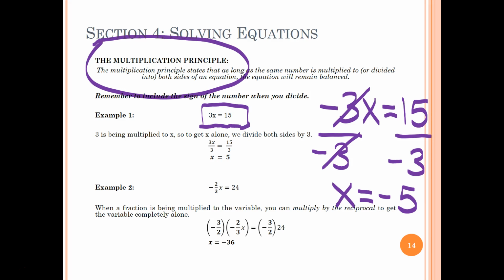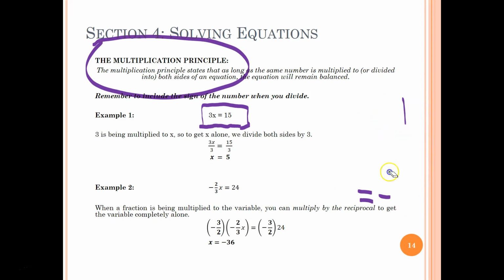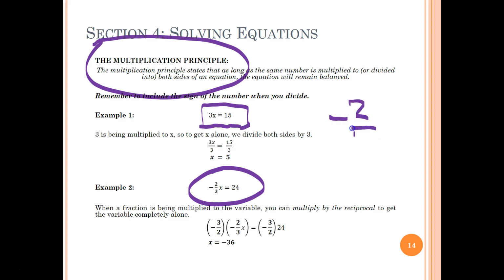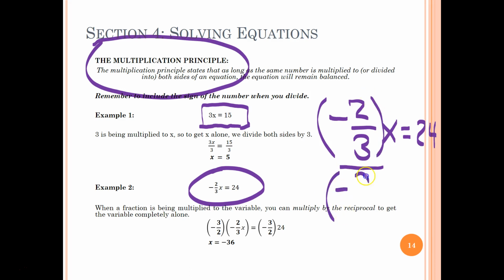If you look at example 2, notice that we have a fraction being multiplied to the variable. Now, we learned in other classes that any fraction multiplied by its reciprocal is equal to 1. Well, let's think about that. Let's say we have -2/3 times x equals 24. Well, what we're really needing to do is take this quantity that's being multiplied to the variable and divide by it.